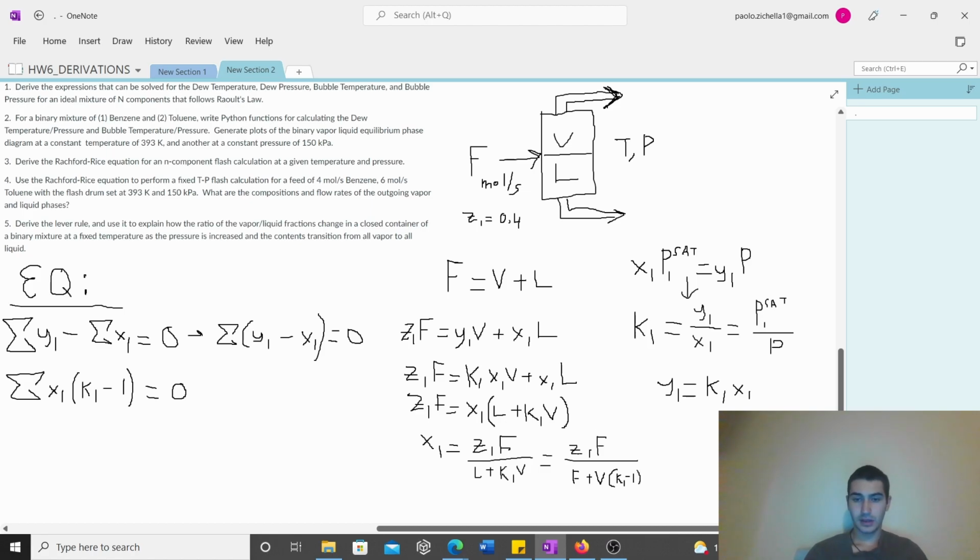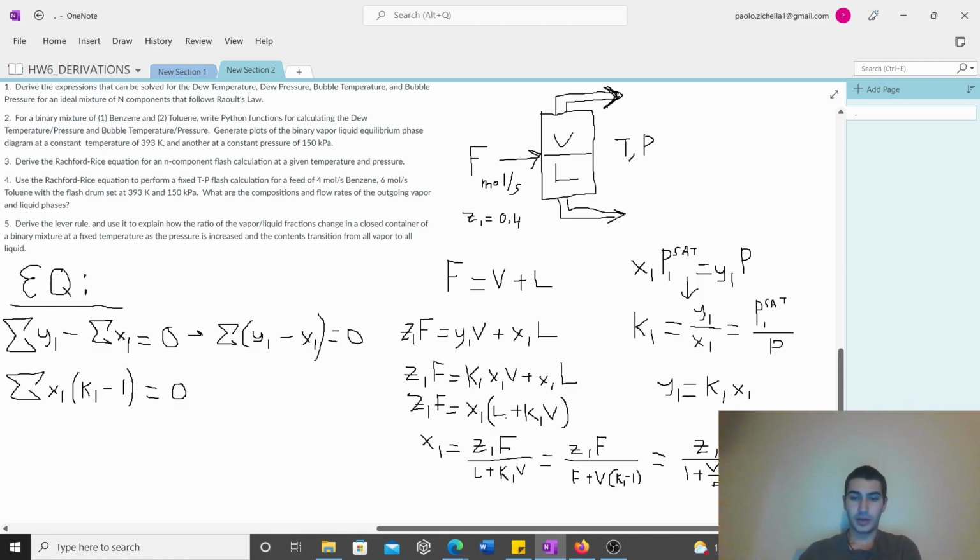Then from here, we have an F, the feed, so we can take that out and divide it from both sides. So you have zi is equal to 1 plus what's going on in the vapor phase divided by the feed, multiplied by Ki minus 1. Alright.